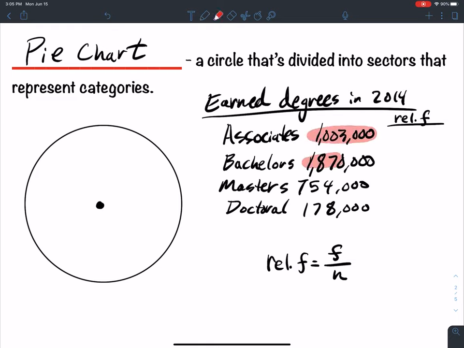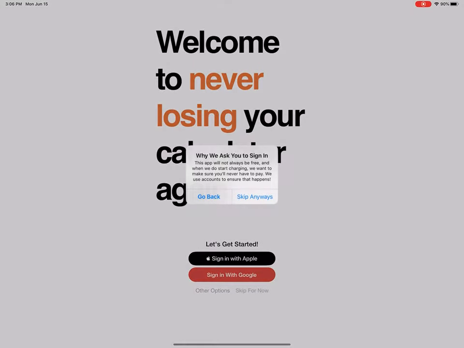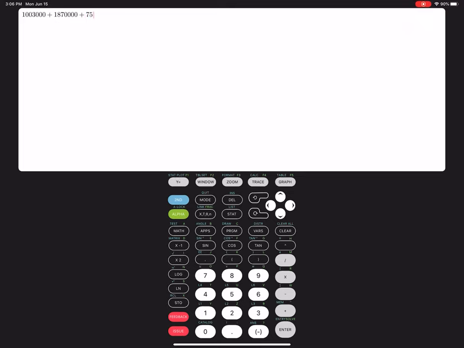So what I need to do is add up all the degrees to get the total degrees awarded in the United States. Ooh, all right, so I'm going to need a calculator here. Let's see if I can get a calculator going. Okay, so I'm going to add up 1,003,000 plus 1,870,000 plus 745,000 plus 178,000. Enter.